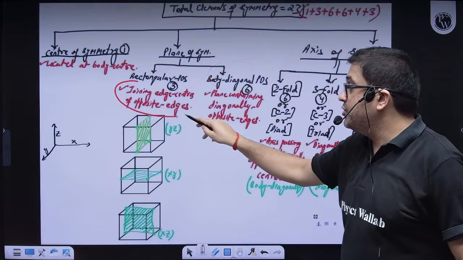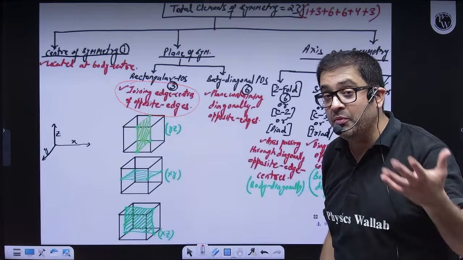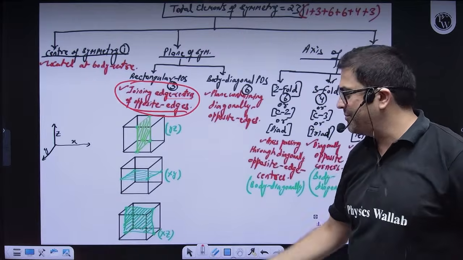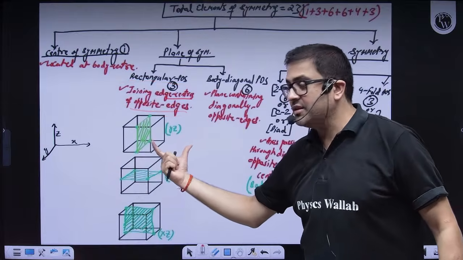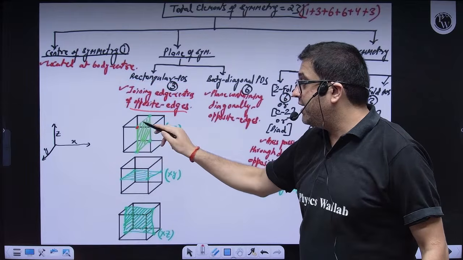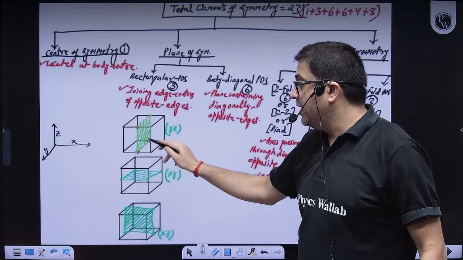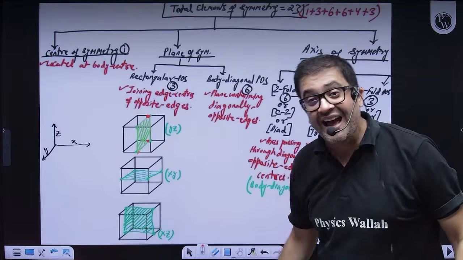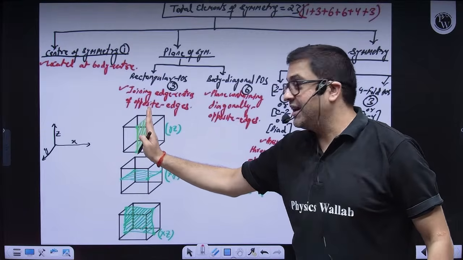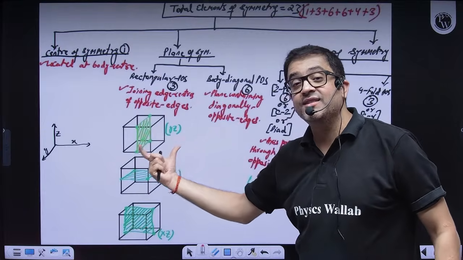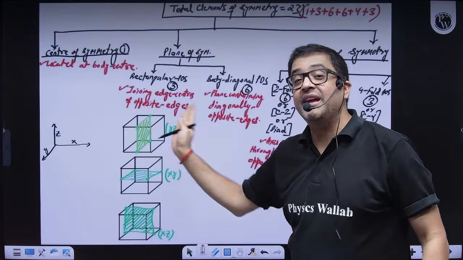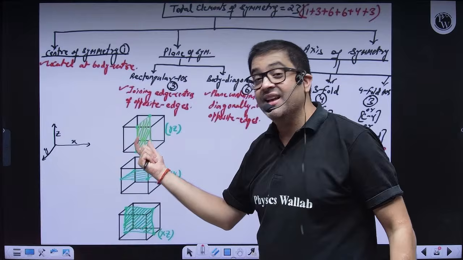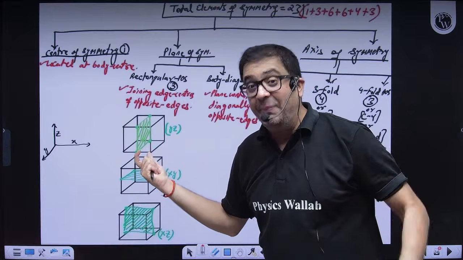If you just join a plane, how to draw that plane? Joining the edge centers of opposite edges. This is a cube. If you connect the edge centers of the opposite edges, you will get a plane. That plane is a rectangle. And if along this rectangle I cut this body, it makes two equal, symmetrical halves. That means this is a plane of symmetry.